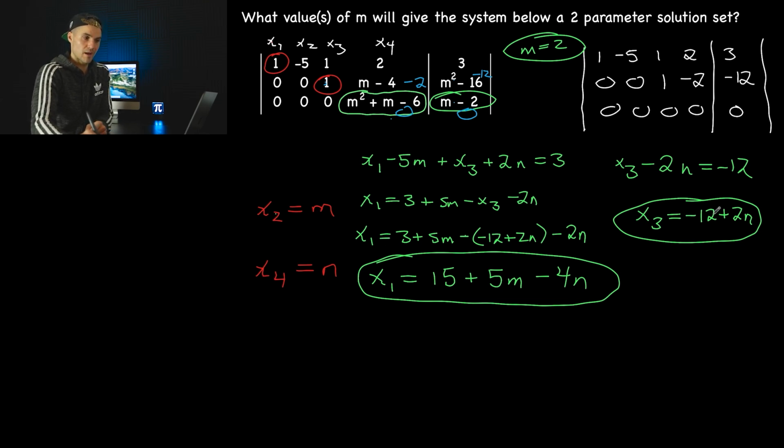So notice two parameters, right? m and n are affecting the entire system for the solution. So x2 and x4 are the free variables, m and n, and then x1 is equal to 15 plus 5m minus 4n, whatever you pick for them, and then x3 is equal to negative 12 plus 2n, right? That's the two-parameter solution set for this matrix, and that can only happen when m is equal to 2.